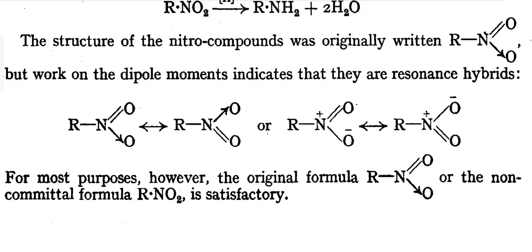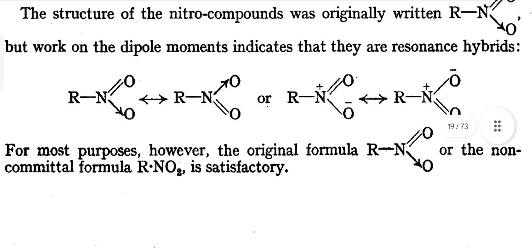The structure of the nitro compound was originally written as R single bond N double bond oxygen, and one coordinate bond with another oxygen atom, but work on dipole moments indicates that they are resonance hybrids. For most purposes, however, the original formula, that is R single bond N double bond oxygen and coordinate bond with oxygen, or the non-committal formula, that is RNO2, is satisfactory.